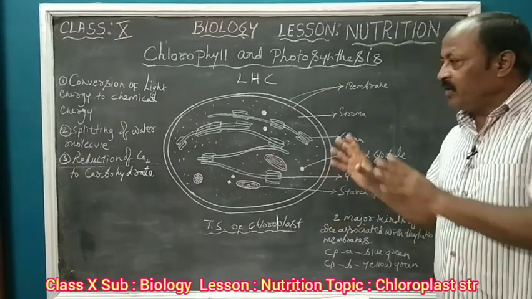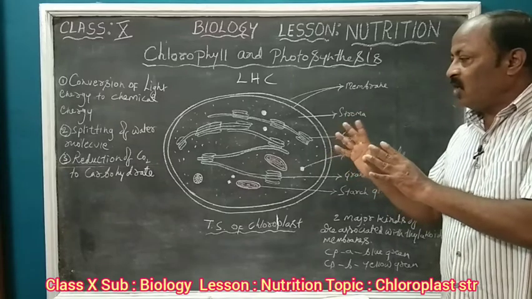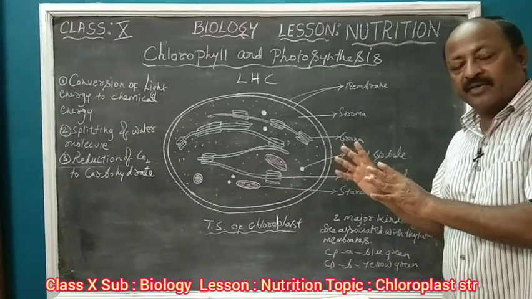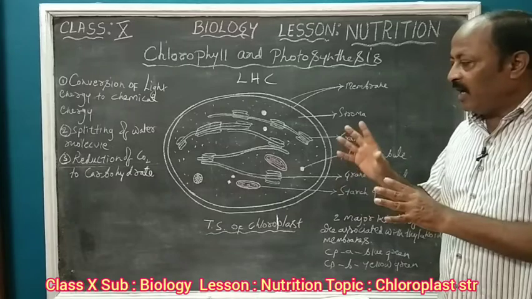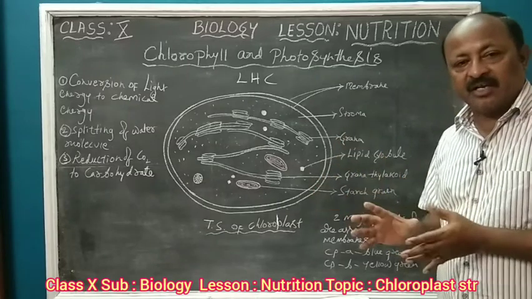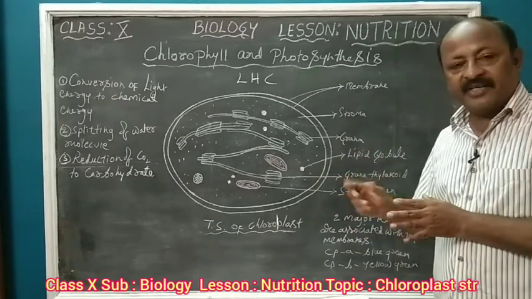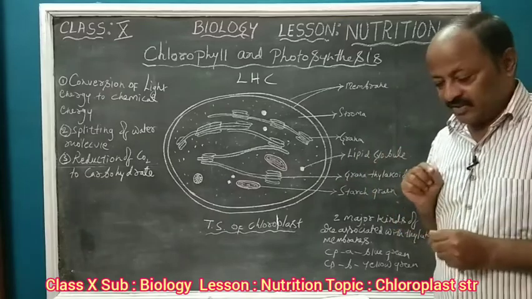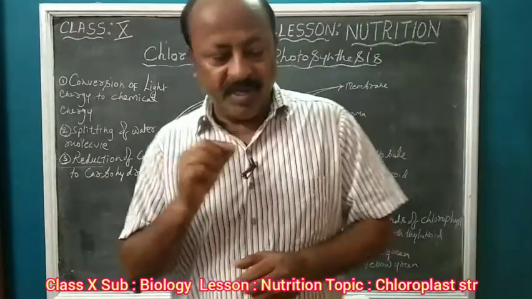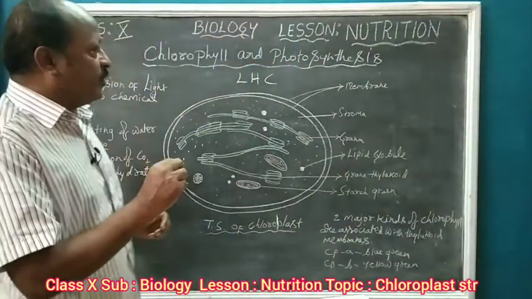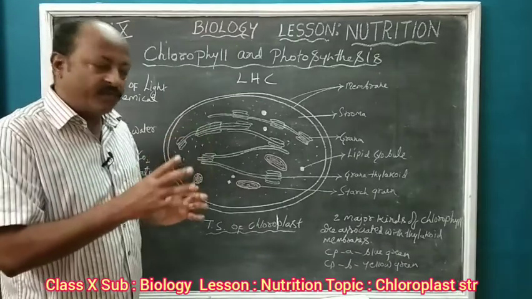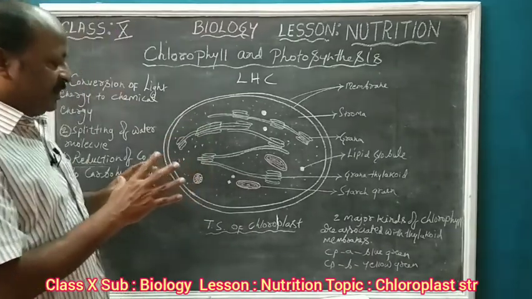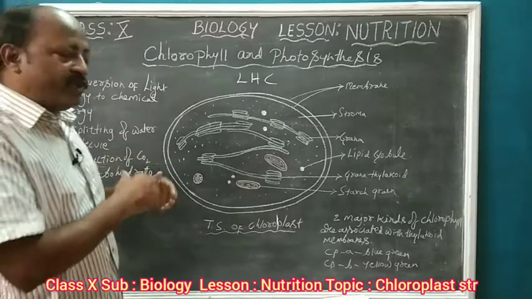So the light events are called light dependent reactions, and the events which take place in the dark are known as light independent reactions. So in this way, the chloroplast plays a very important role in the process of photosynthesis. Then we are going to study more details about this.